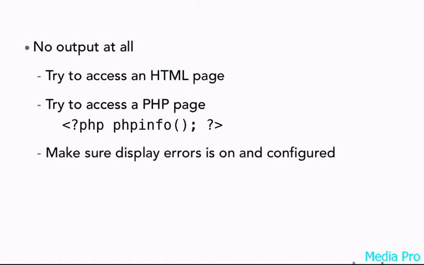You want to make sure that display_errors is turned on and configured properly. We're going to talk more about that in the next movie. But you may be encountering an error, and PHP just isn't showing you that error, so you're getting a blank page instead. Now let's talk about some of the common errors that you might have created in your code that would cause those errors. The first, and probably most common, is just simple typos.